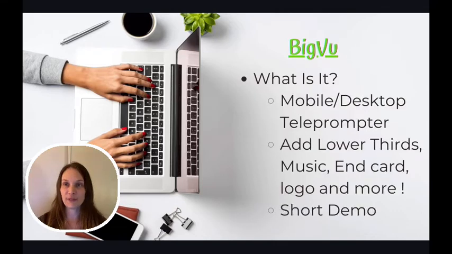So what is Big View? Big View is a mobile and a desktop teleprompter, and you can add lower thirds, you can add your logo, you can add music, you can add end cards, and a couple other awesome features. So I want to take this opportunity to show you Big View.